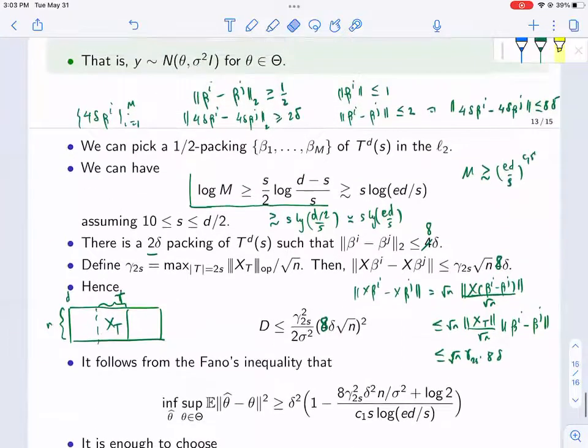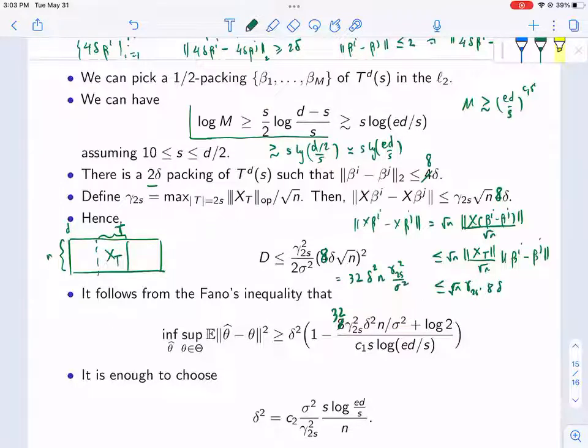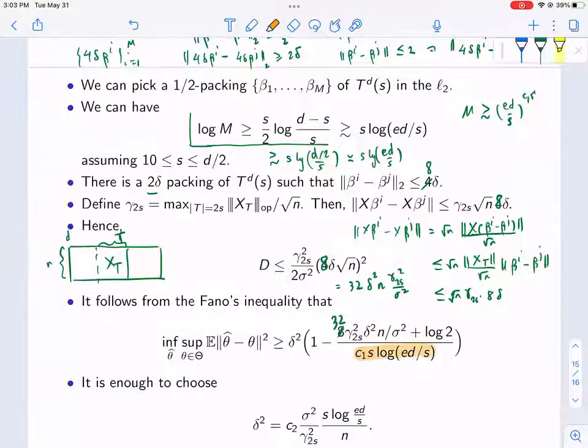That's the normal means calculations. And so you now plug in, so you have a 2 delta packing. So you get a delta squared here. And then this is what I've plugged in here. So from this, yes, we need to upgrade this. So 8 squared would be 64. So I get 32 here. So this would be 32 delta squared n gamma 2s squared divided by, 2 goes away, sigma squared. So that's what I'm putting here, right? I have this thing, which is stated without proof there.